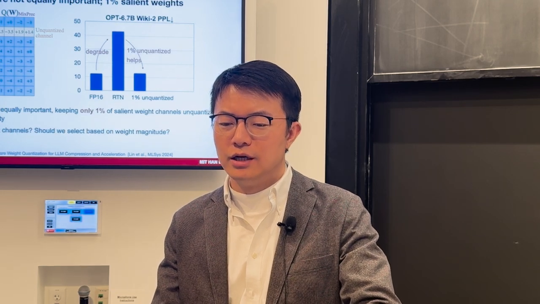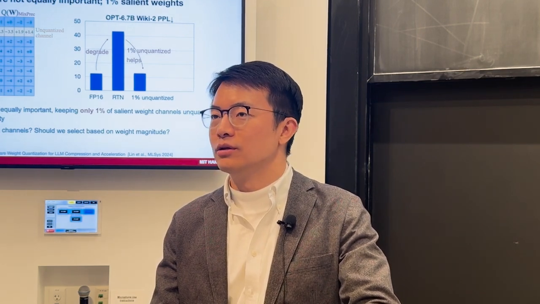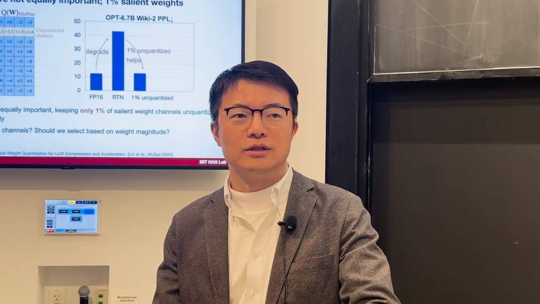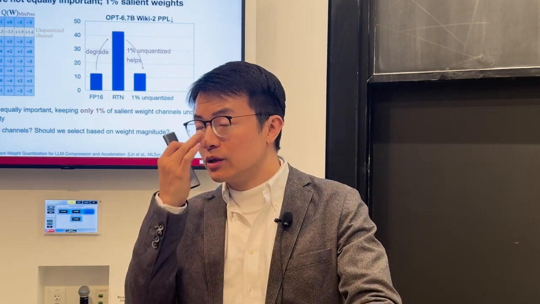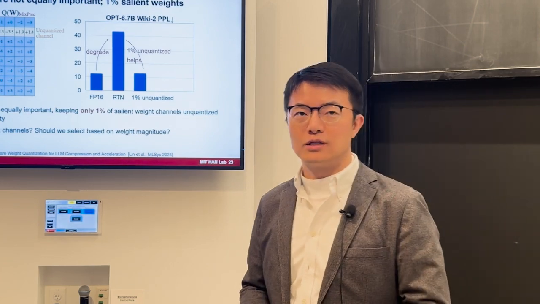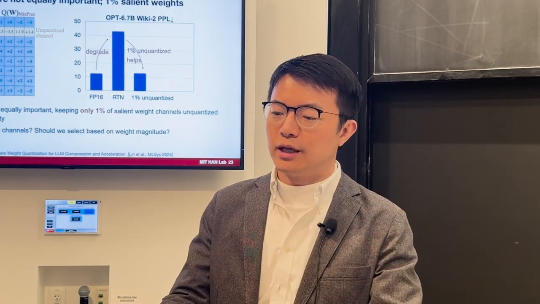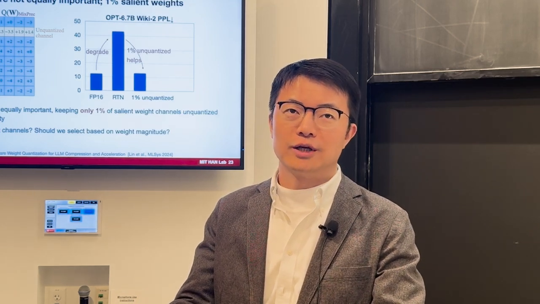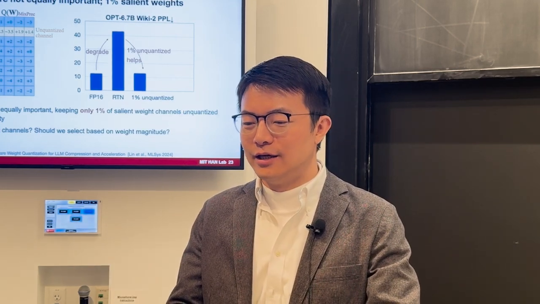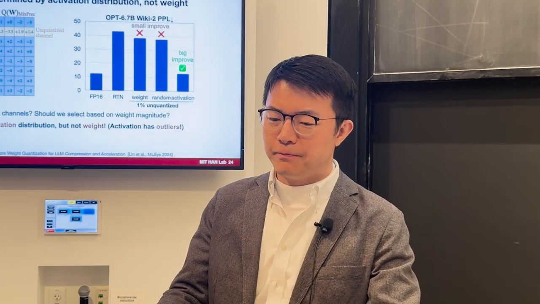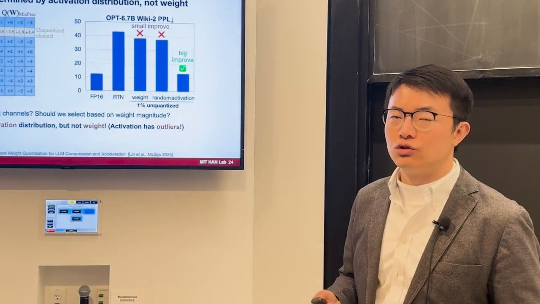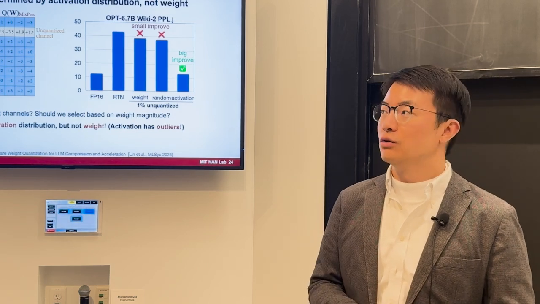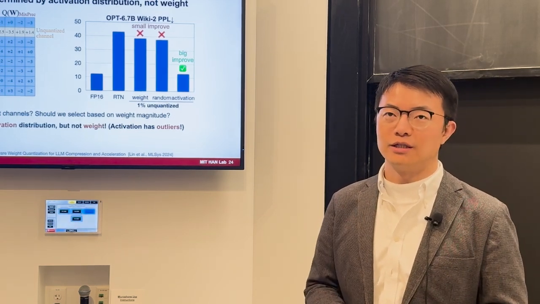But the interesting thing is, how do we select those 1% of salient channels? When we are quantizing the weight, it's very natural to look at the weight distribution, the weight value. For example, when we are pruning the weight, we prune away those small weights. When we are quantizing the weight, the naive solution is to look at the weight. For example, if the weight magnitude is large, we don't quantize it, right? But counterintuitively, AWQ finds that we should not look at the weight when quantizing the weight. We should look at the activation.